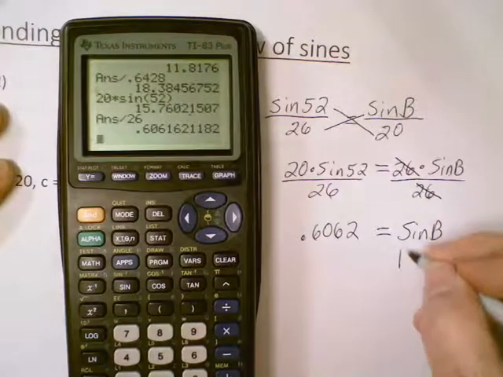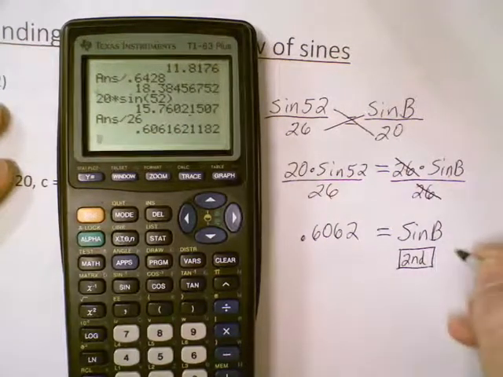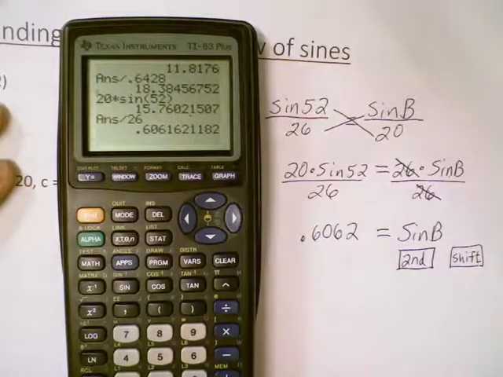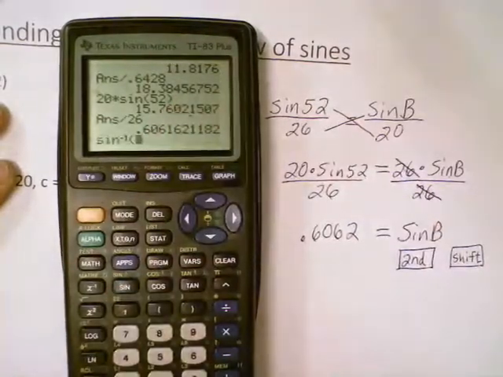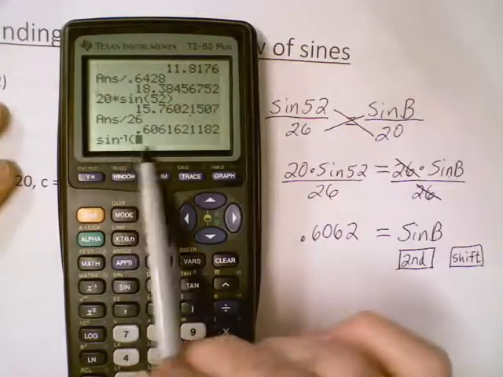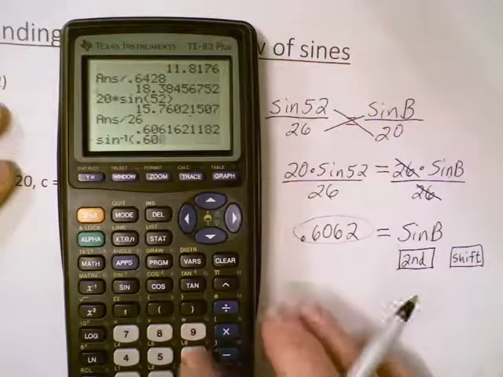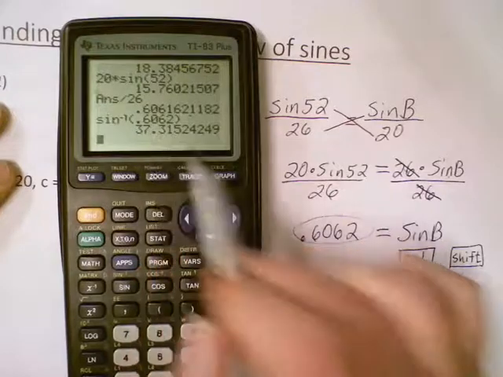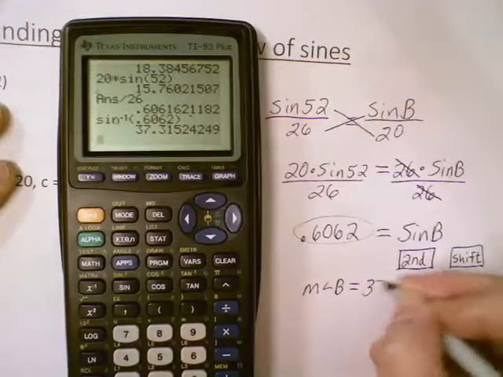So if you remember when we were doing this, when we were looking for an angle on your calculator, you have to hit the second or the shift button, depending on which kind of calculator you have. So on my calculator, I'm just going to hit second sine. Notice it pulls up sine^-1. Tells the calculator we're looking for the angle. And then I just punch in this number right here, 0.6062. And it tells me the angle. So 37.3. We're going to round that off, so the measure of angle B is just about 37 degrees.